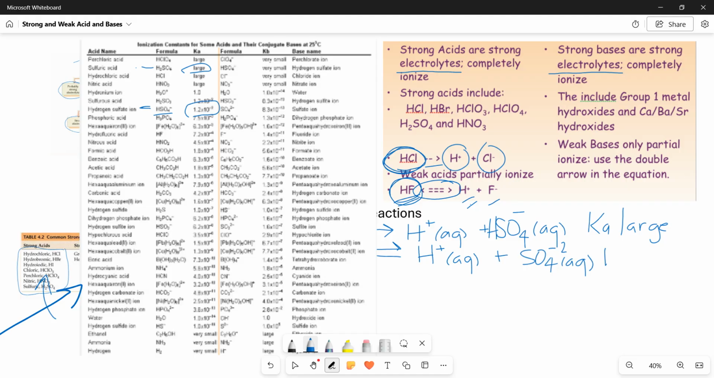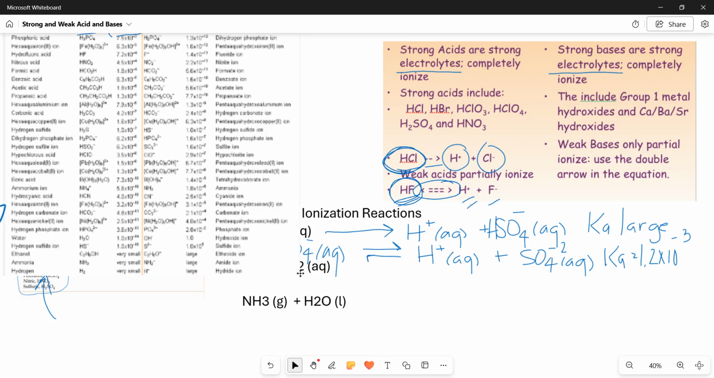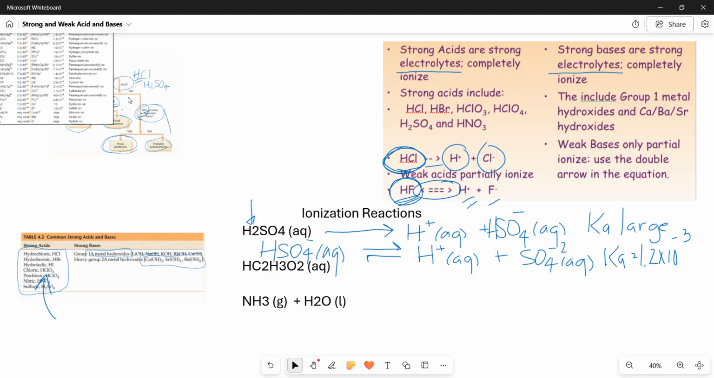So I'm going to say the Ka here is 1.2 times 10 to the minus third. And you're like, what is that? Well, if a substance has a Ka value, you're going to know it's weak. It's only going to partially dissociate. So let me quickly minimize this, and I will explain Ka here.